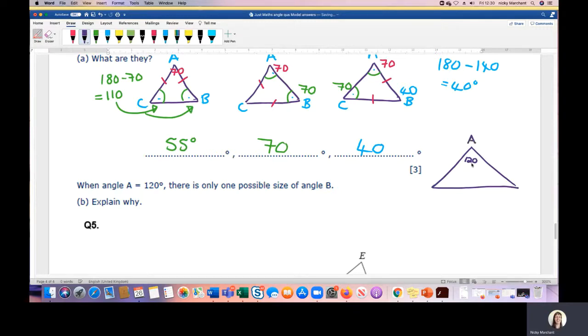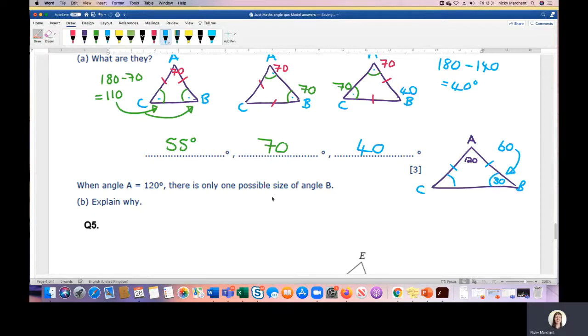Now, this cannot be a base angle, because if you had two of them, it would be 240, and therefore that does not work for the angles in the triangle. So it must be that these two are our equal sides and these two are our equal angles, B and C. So when it's 120, there's only one possible option, and we've got 60 degrees left to use. 180 minus 120 is 60. So therefore, the angle at B, divide that by 2, it must be 30.